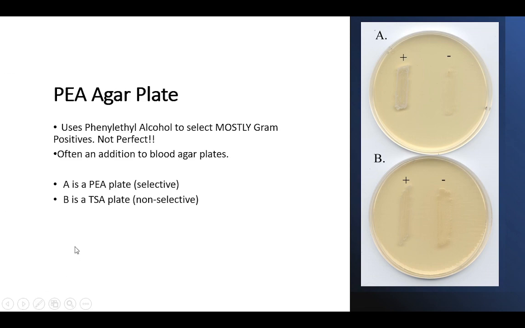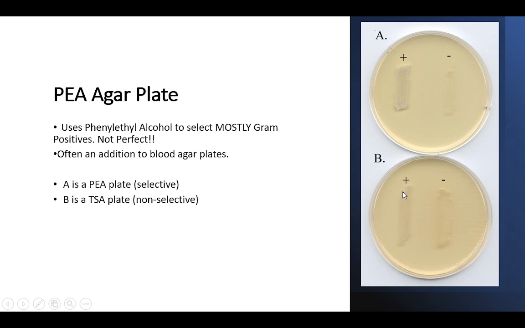And if you look here, plate A is a PEA plate, and you can see the gram-positive organism growing here very, very robustly. The gram-negative, though, it's still kind of on here, but it's really suppressed. So if you start seeing the bacteria struggling to survive on there and not growing very well, we would consider that a gram-negative. It's pretty easy to differentiate it that way.